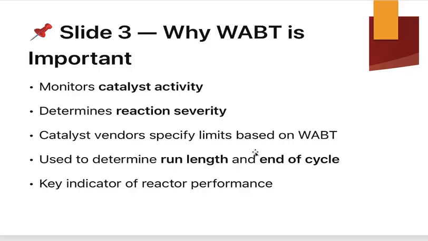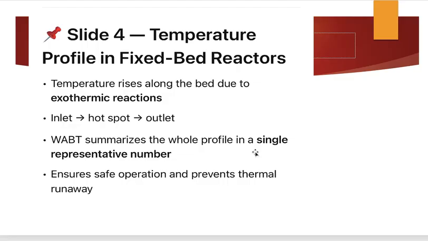Why is the weight average bed temperature important? Monitor the catalyst activity and determine the reaction severity. The catalyst vendor specifies this limit on the weight average bed temperature for each catalyst bed to determine the run length for the catalyst. You want to specify when this catalyst activity is already consumed and you are at the end of run stage. Key indicator of a reactor performance for sure.